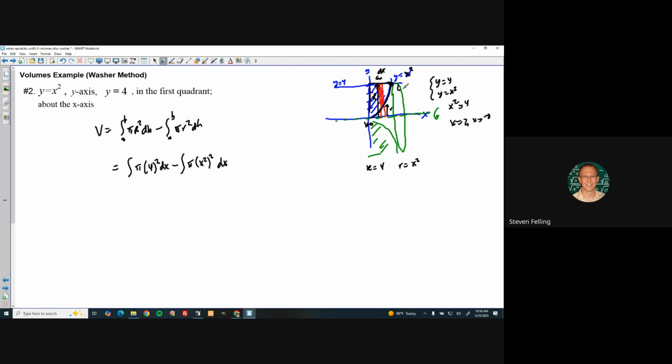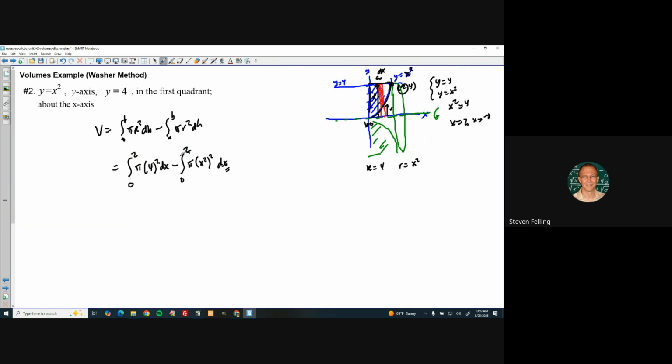So this is the point when x is 2, y would be 4. That means we're going to stop when we get to 2. So the correct boundaries would be 0 to 2, because we can't use 0 and 4 anymore. Those are y values. This is an x type integral, so that would be x values.